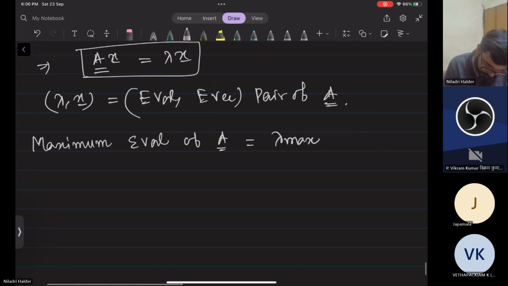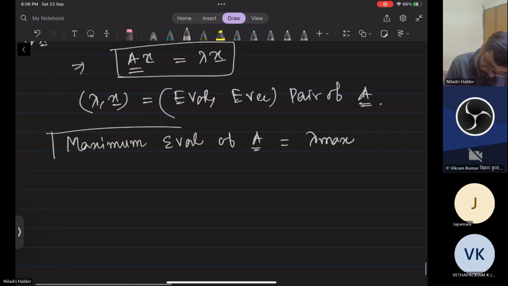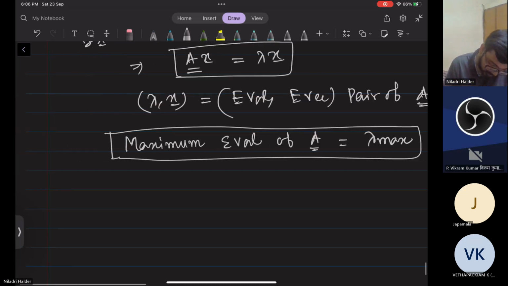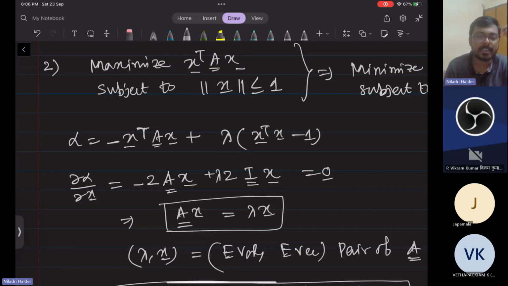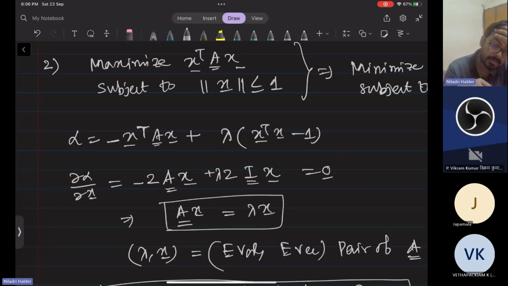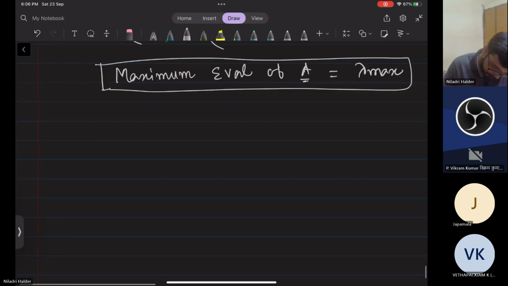So this is the solution. Similarly, suppose someone says minimize this X transpose A X, that will come to lambda min, the minimum eigenvalue of A. So that is a similar problem.